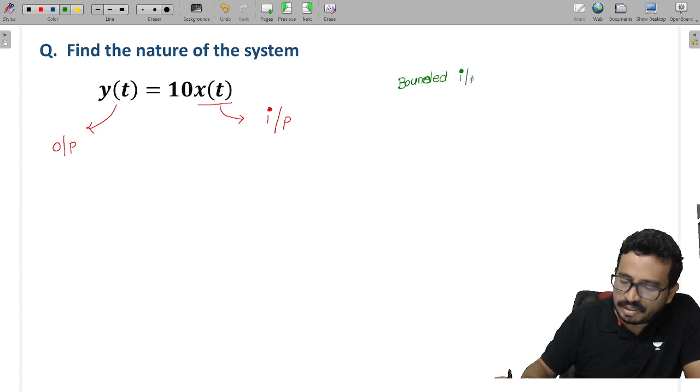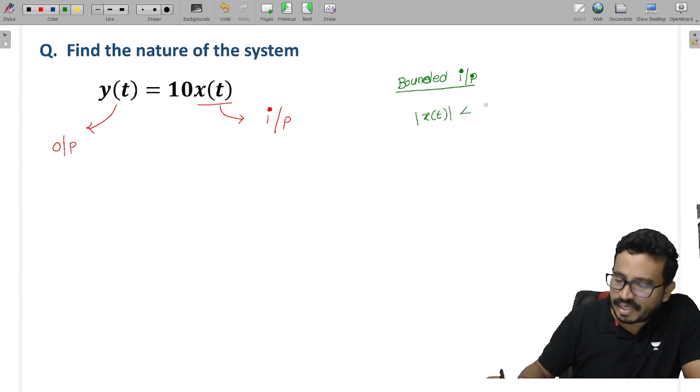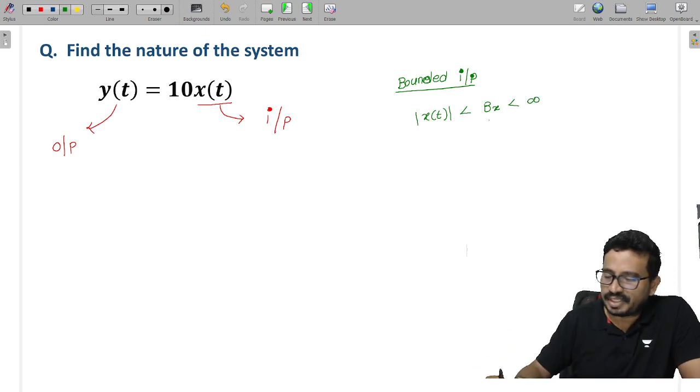We need to apply the bounded input. Applying the bounded input means, let us consider x of t to be a bounded value, Bx, where Bx is less than infinity. Bx is a finite value.